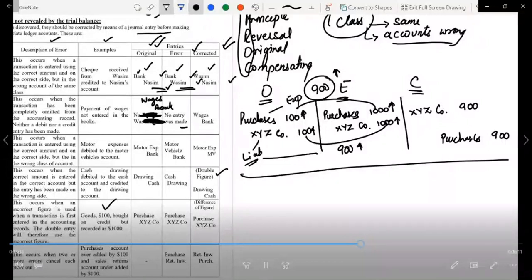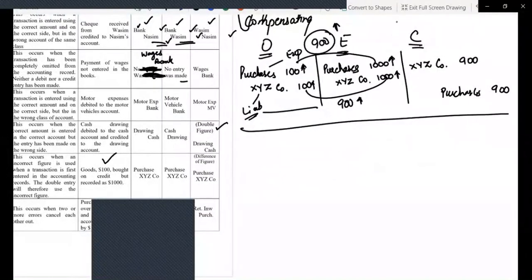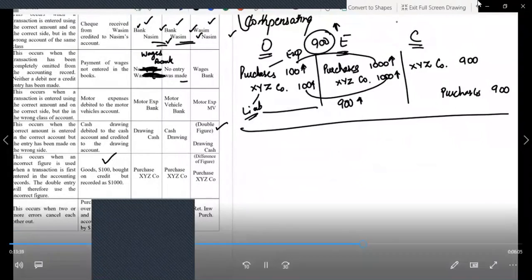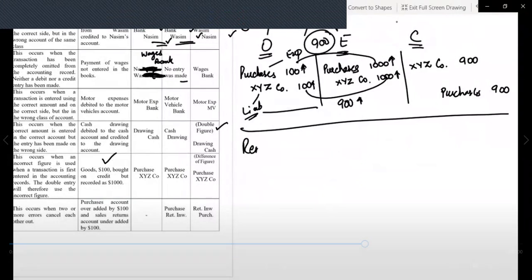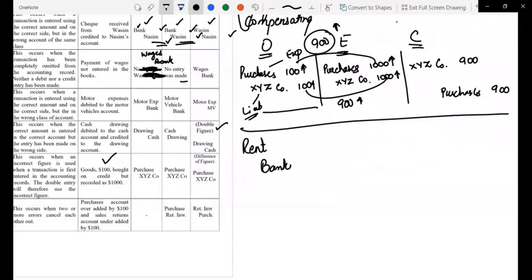The second situation could be, for example, I paid rent by check. So rent was debited, bank was credited. Rent was debited, bank was credited. Now, the amount was supposed to be, originally, the amount was supposed to be 1000.